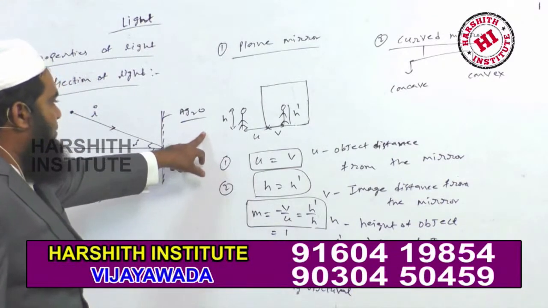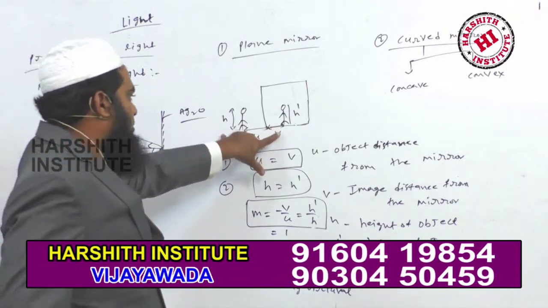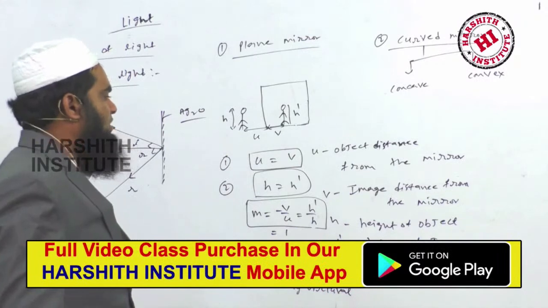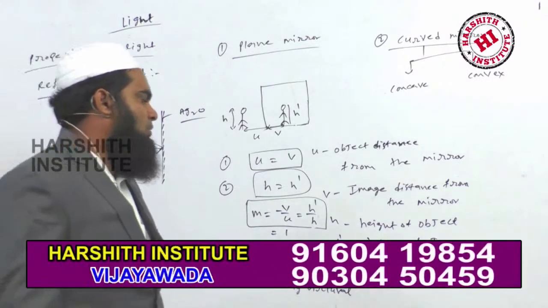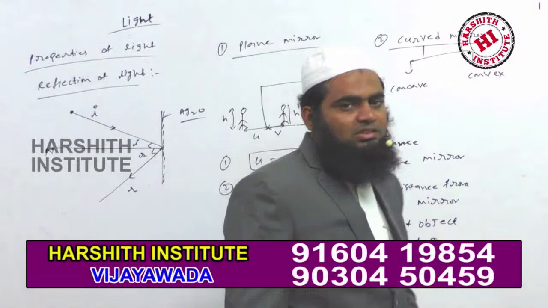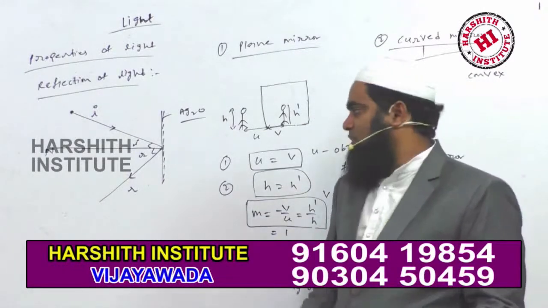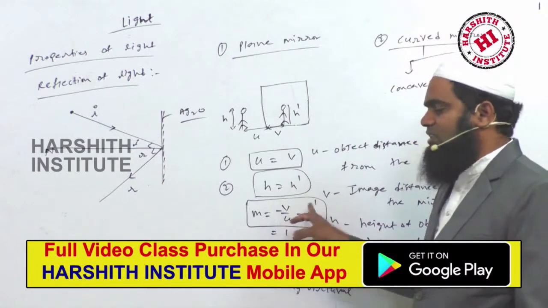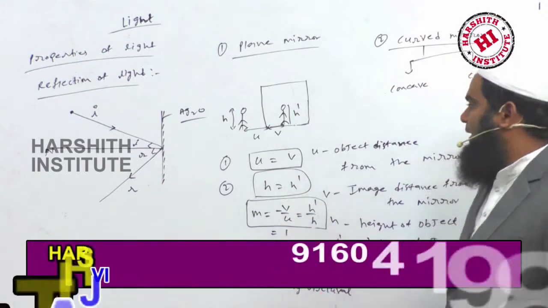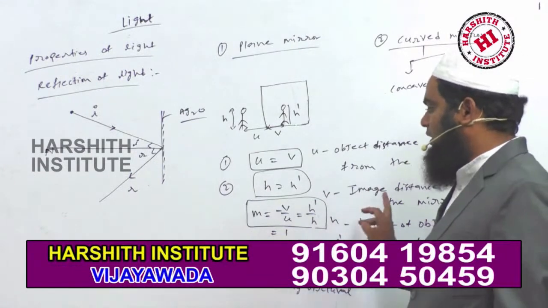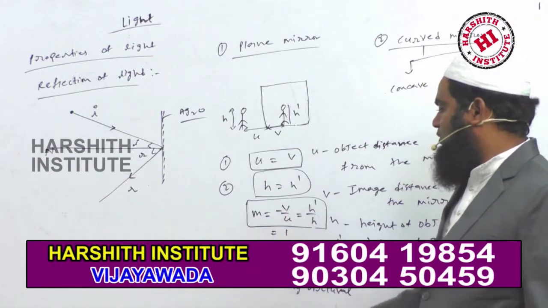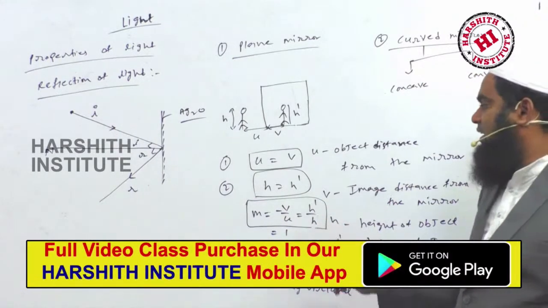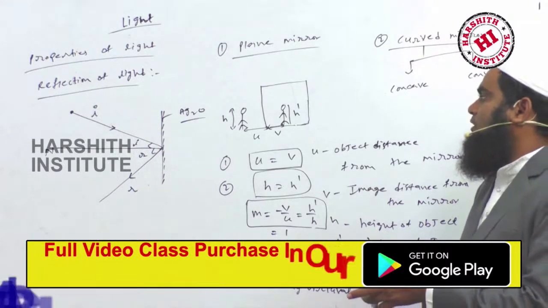Once again, in the case of a plane mirror, the height of object and height of image will be the same. The U and V are also the same. U is the object distance from the mirror, V is the image distance from the mirror. This will always be the same. So U equal to V and H equal to H dash. In the same way, magnification will always be 1 for plane mirrors. Magnification formula M equal to minus V by U equal to H dash by H. This is always 1. So these are the three conditions that take place in a plane mirror also.